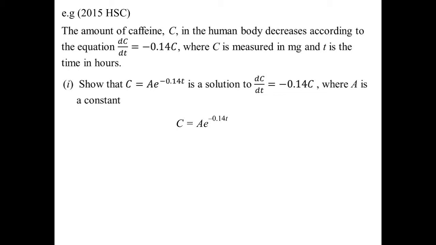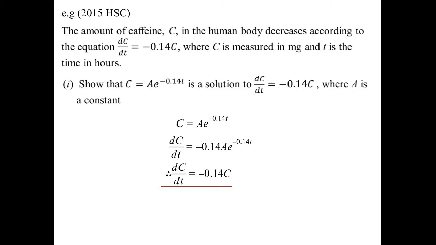So C is ae to the minus 0.14t. Differentiating exponentials, we differentiate the power. So that's going to be minus 0.14, but the power in this case doesn't change. So we get minus 0.14 ae to the minus 0.14t, which is minus 0.14 times the solution, C. So we have shown, yes, that is a solution.